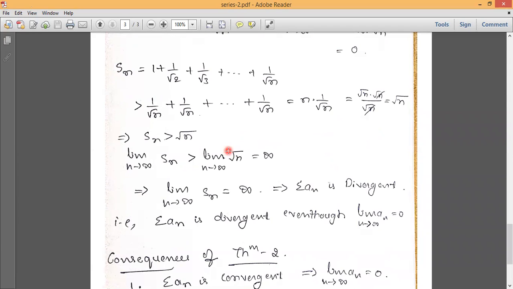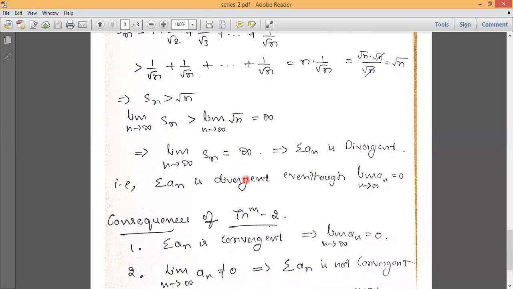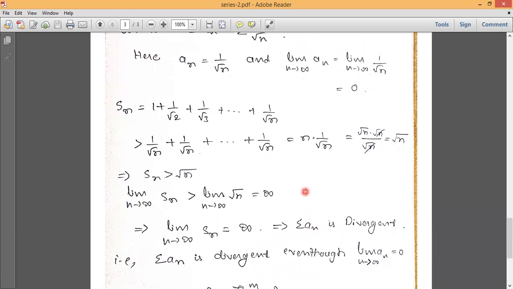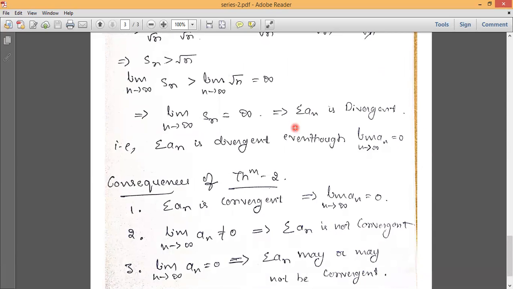Apply the limit on both sides as n goes to infinity. What we get? Limit n tends to infinity Sn is greater than limit n tends to infinity root n. But this limit is infinity. So now we have limit n tends to infinity Sn is equal to infinity, which implies sigma an is divergent. Okay, sigma an diverges even though limit an is 0. Okay, the converse part need not be true, right?